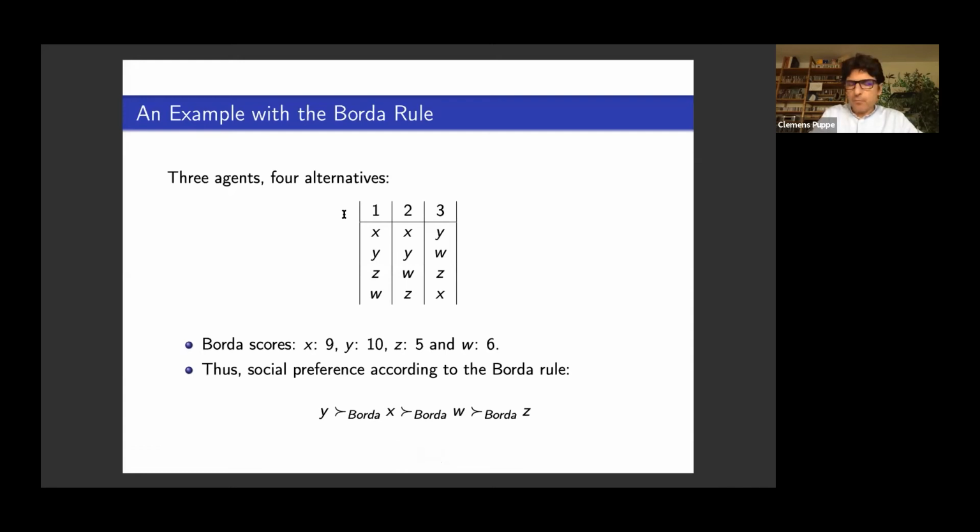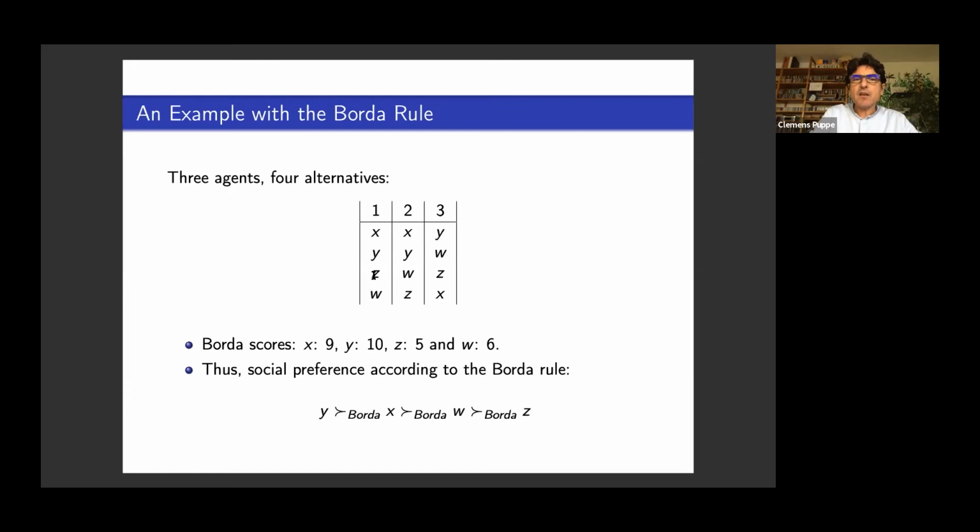An example, we had already examples. Let me just give you another example here. One voter says X better Y better Z better W and so on. Let's take Borda scores. The Borda score for X is 4 plus another 4 plus 1 is 9. Notice that 1, 2, 3 is the name of the voter, not the number of voters, but the name of the voters, yeah? Y gets 3 plus 3 plus 4 is 10.